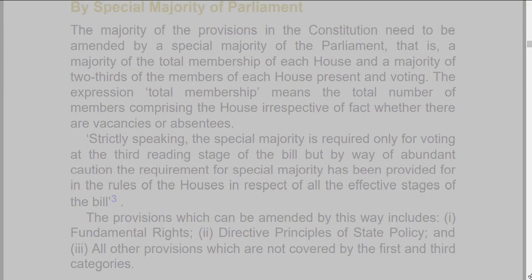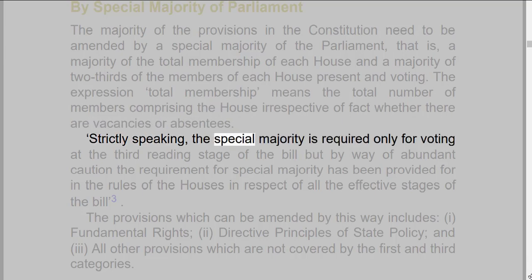By special majority of Parliament. The majority of the provisions in the Constitution need to be amended by a special majority of the Parliament, that is, a majority of the total membership of each House, and a majority of 2/3 of the members of each House present and voting. The expression total membership means the total number of members comprising the House irrespective of whether there are vacancies or absentees.